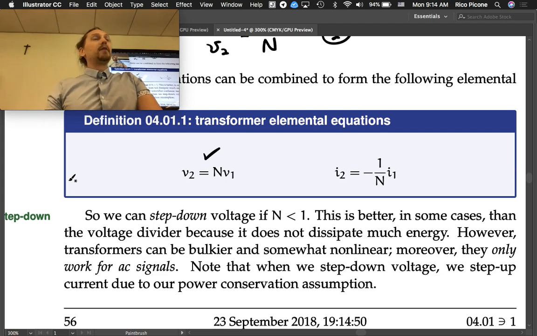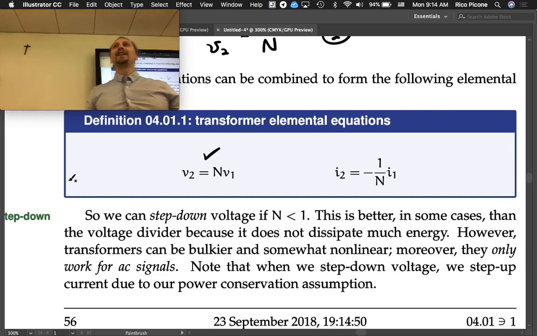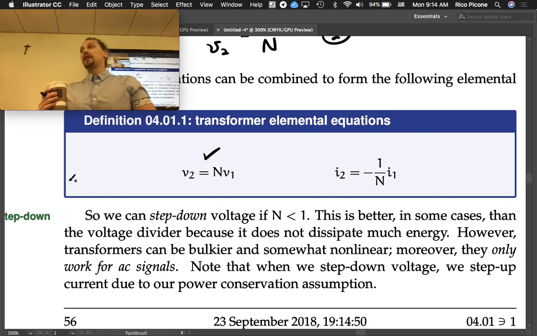They only work for AC signals. So they only work for sinusoidal signals, and they will not work for a DC signal. So you can't use a transformer at all for anything useful for a DC signal. It essentially just doesn't transmit anything through it. So it's kind of disappointing, but it's the sad truth.